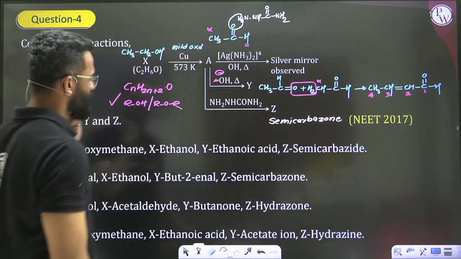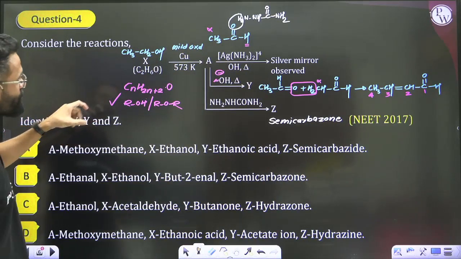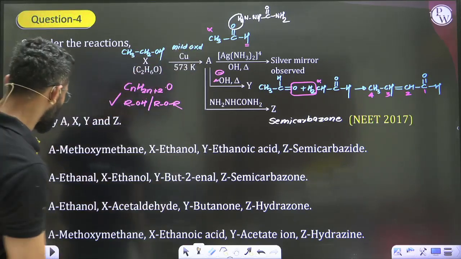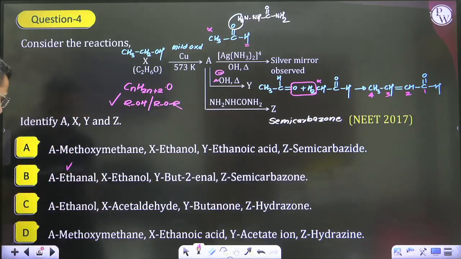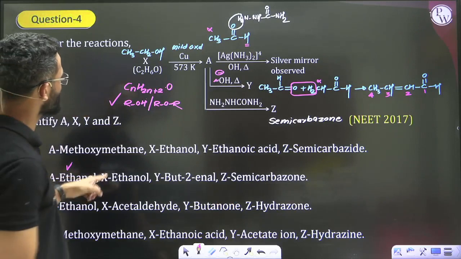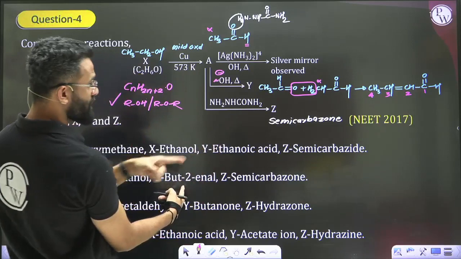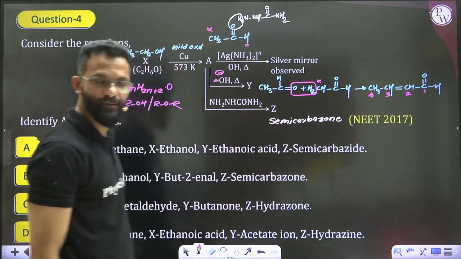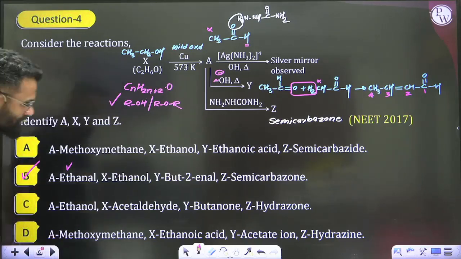So yes, now the question that they are asking: identify A, X, Y, and Z. You have to first identify A. The starting compound is not A. A is this one. What is it? Acetaldehyde, meaning ethanal. So the first compound has to be ethanal. So straight away among all the options given, only B is saying so. A is ethanal. What is X? Ethyl alcohol. What is Y? Well, Y is but-2-enal, which we saw there, and Z is semicarbazone, the one which we got here by the reaction between these two. So wonderful question. This was asked in 2017, and the option which matches is option B.